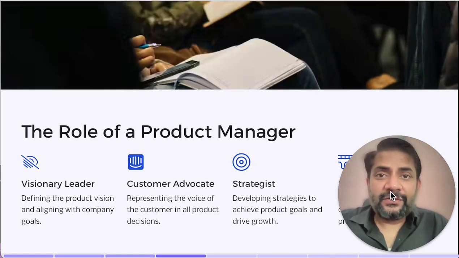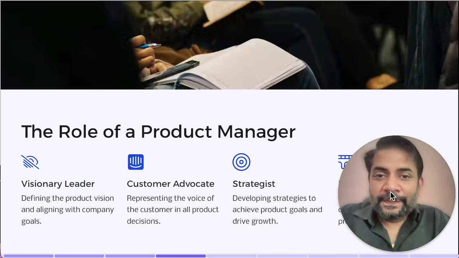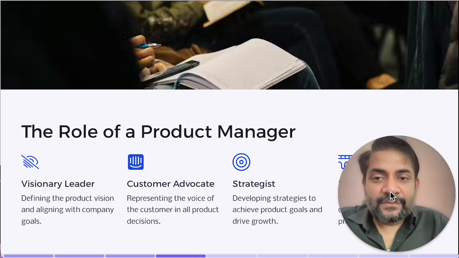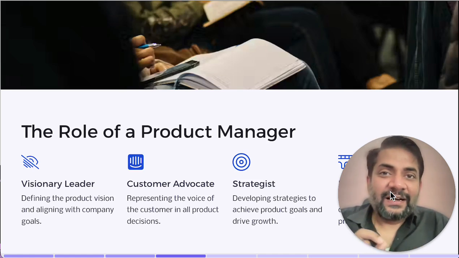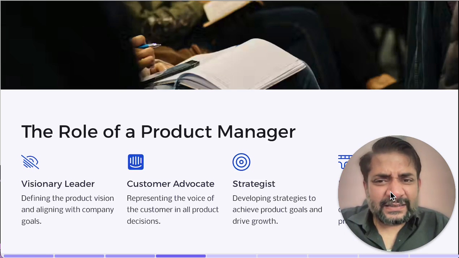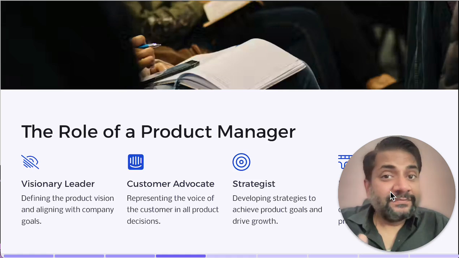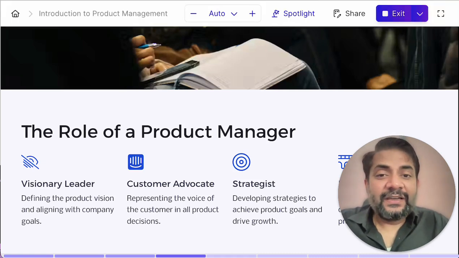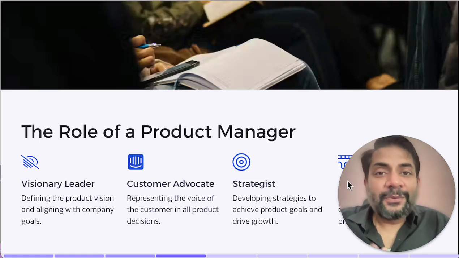Now, let's dive into the role of a product manager, that is you. While titles and responsibilities can vary across organizations, the core functions remain consistent. Core responsibilities are like being a visionary leader, defining the product vision and ensuring it aligns with the company's goals; being a customer advocate, representing the voice of the customer in all product decisions; being a strategist, developing strategies to achieve product goals and drive growth; and a facilitator, bridging gaps between different departments to ensure smooth product development.